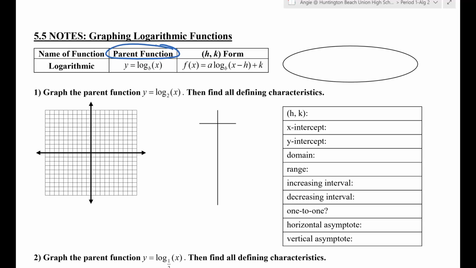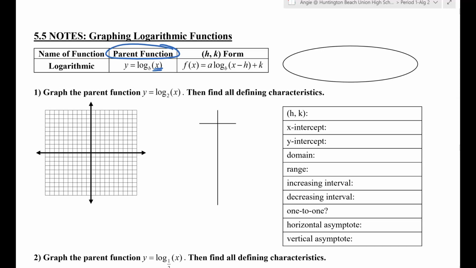Now b has to be greater than 0. It can only be positive numbers, okay? Now x as well, the domain for that is also, you can't have a negative log in there, just like you can't have a negative base. Now the transformation, it's the same as all of the functions you've ever studied.